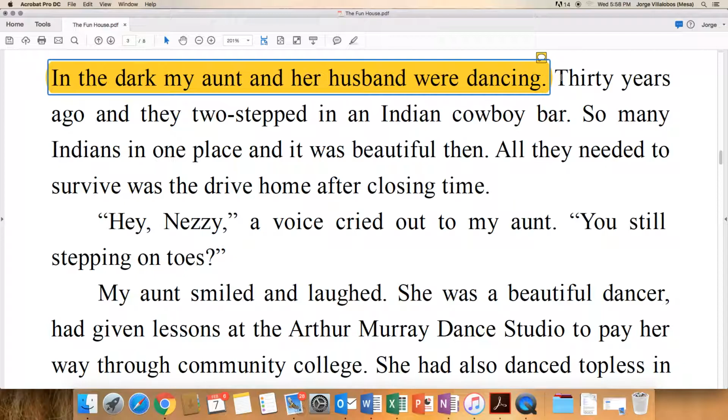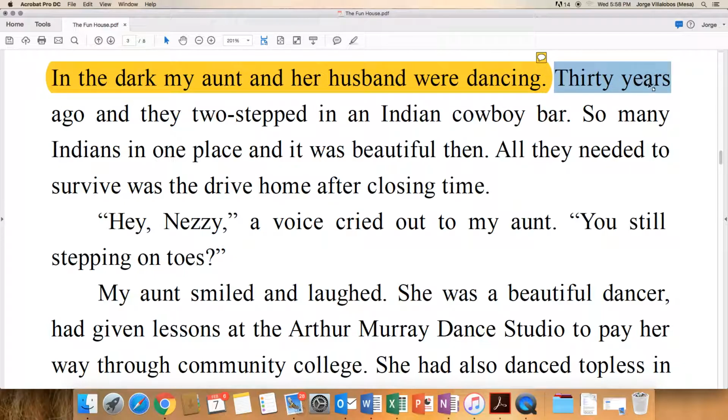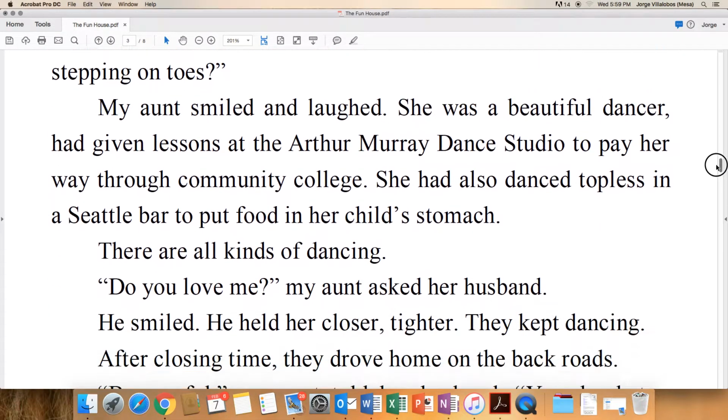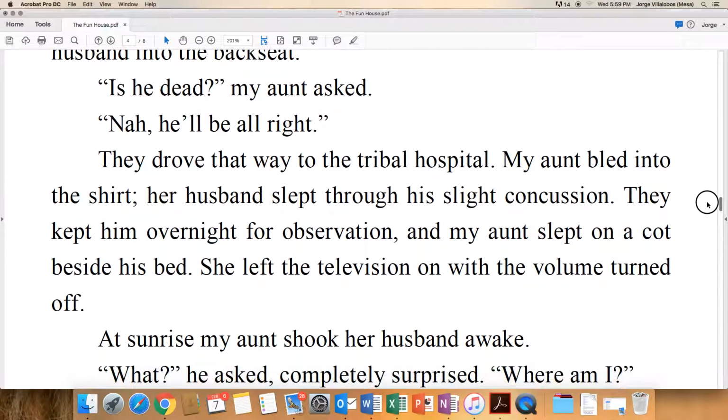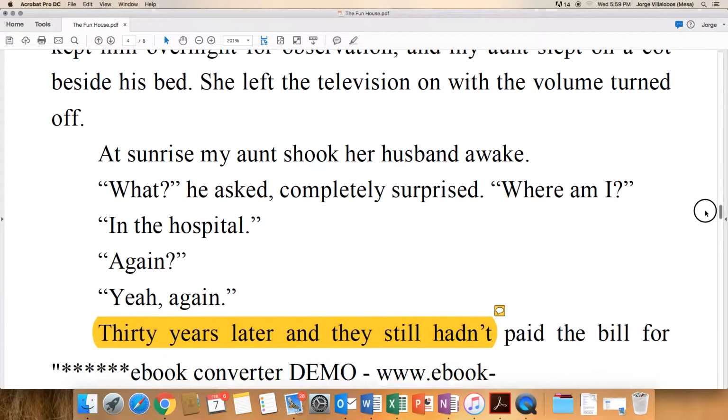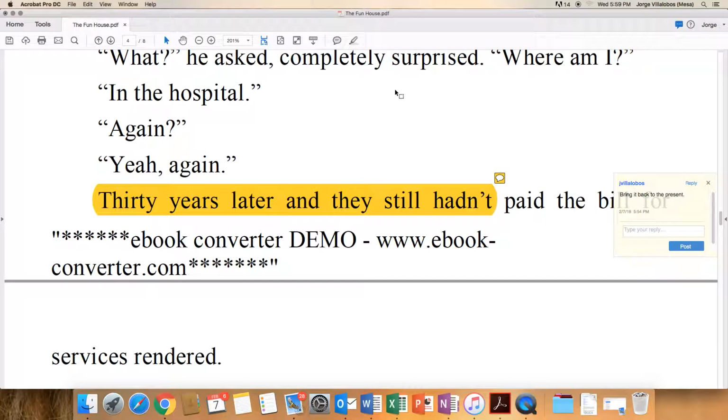And then he continues on with this phrase, "30 years ago." That's an indication again that there's a flashback. And he goes on and on about the accident where the husband is at the hospital. And then again, there's this other dialogue, and after the dialogue, the story comes back to the present, "30 years later, and they still hadn't paid the bills."